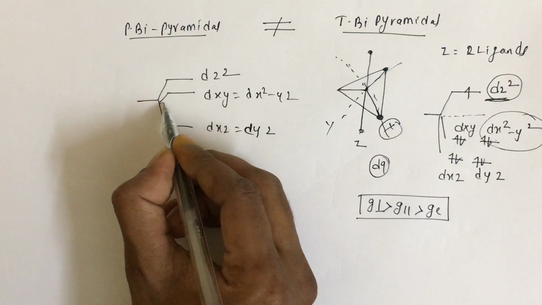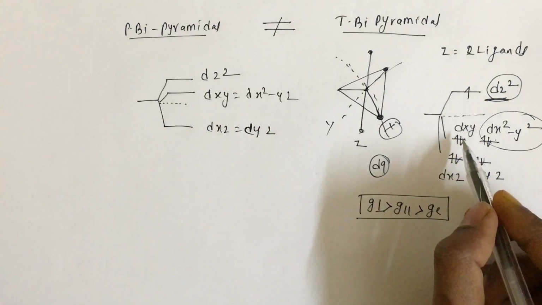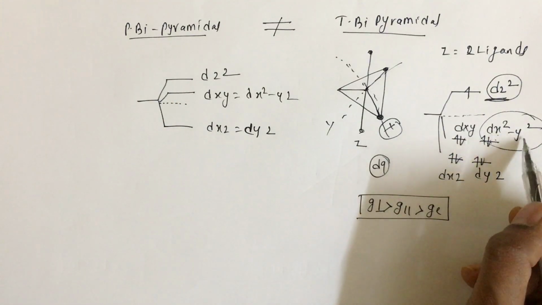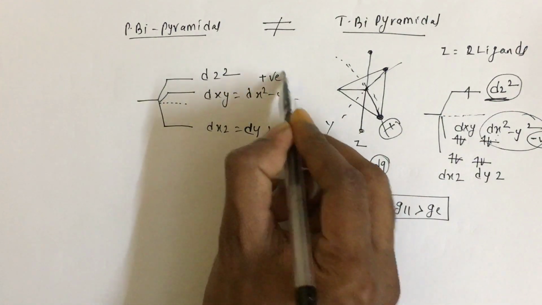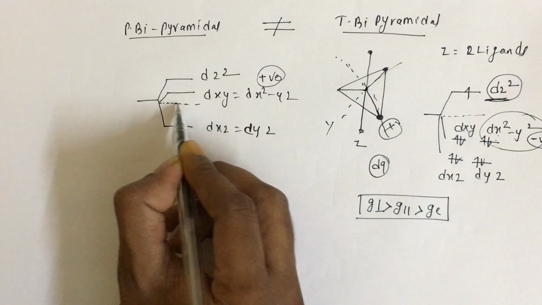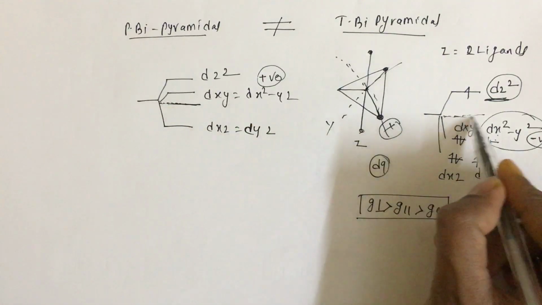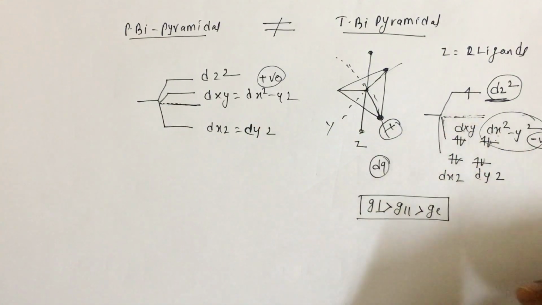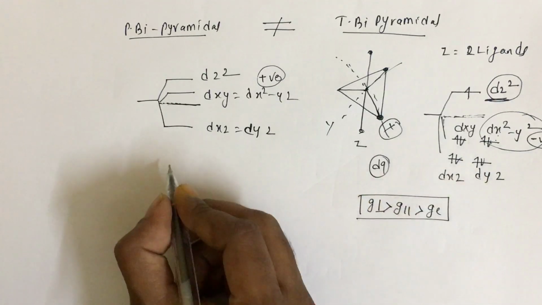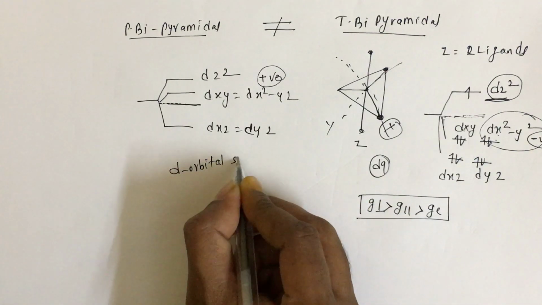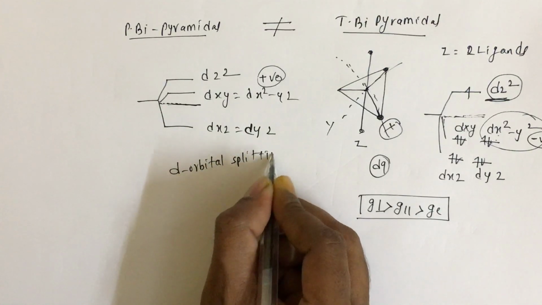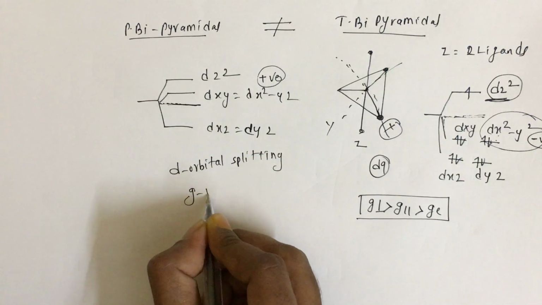The only difference is that in this case the dxy and dx square minus y square energies are negative, whereas here these energies are positive. They are above the barycenter here, below the barycenter there. This is the only difference. So this is about d-orbital splitting. This is a very important topic. I just applied g-values for this d-orbital splitting.